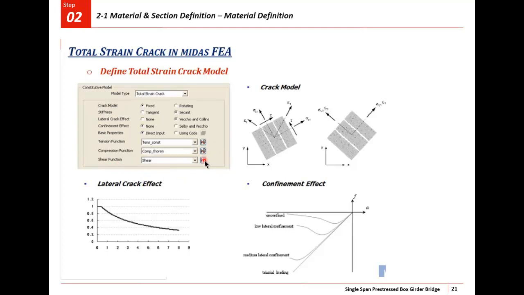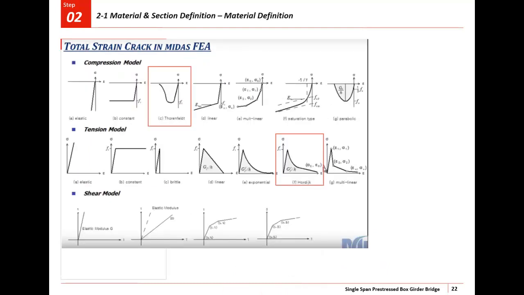I would tell about this. This graph you can see over here. When there is no confinement, there will be large deformation at very low stress, and as the confinement is increasing, like triaxial loading, the deformation will be less for the particular stress. So these are various options for total strain check provided by MIDAS FEA for compression as well as tension and shear. Like compression, you can see elastic, constant, Thorenfeldt. In this particular problem, I use this Thorenfeldt, and then for tension, I use Hordijk.